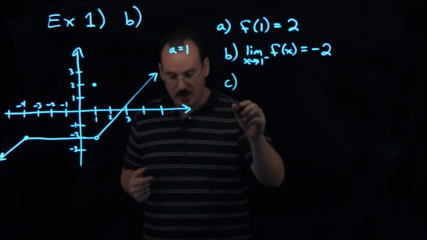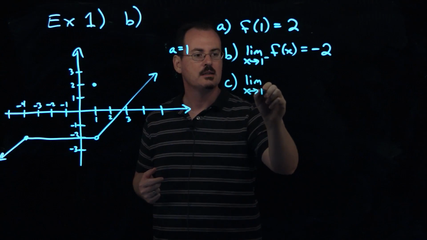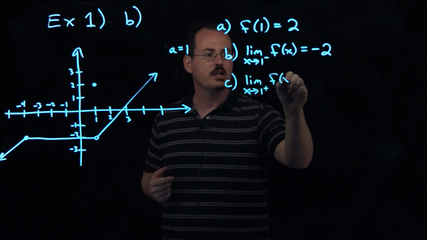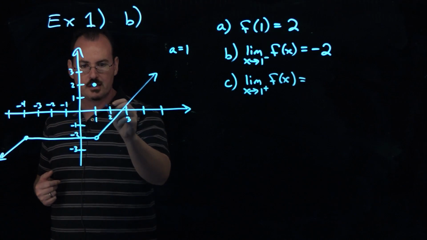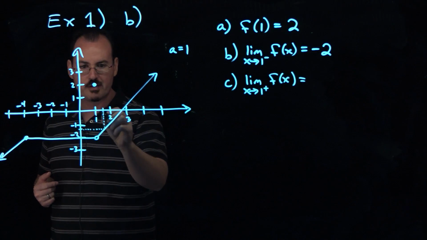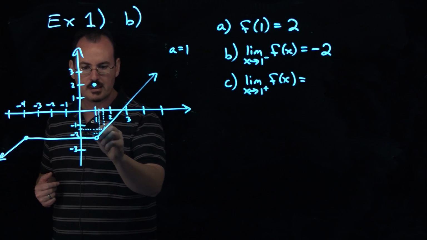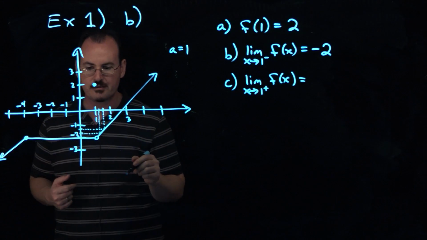The limit from the right is part C. So now we're looking on the other side of 1. What happens if I start plugging in values that are bigger than 1? So let's say maybe 1.5. If I plug that in, the output is that y value. If I get a little bit closer, then the output value gets a little bit lower. And it seems that it's getting closer to -2.